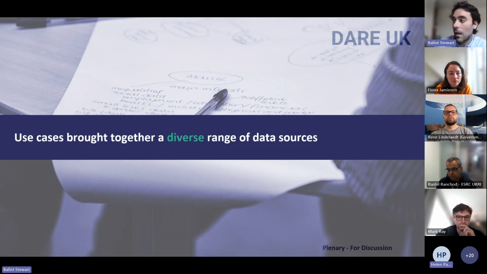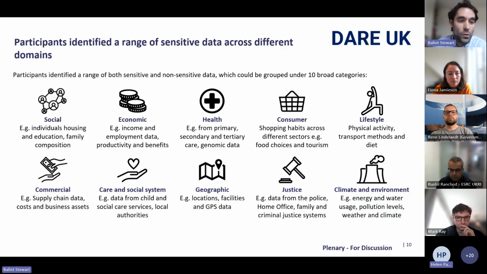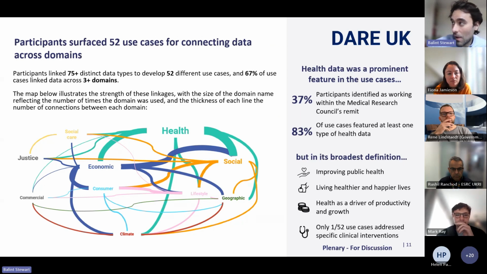So the first is around a diverse range of data sources. Fiona talked about the 10 different higher level domains. I think there were over 75 different data types that were surfaced in the use cases. And what PSE were able to do is bin those into different higher level domain categories. And these are the 10. Nothing massively surprising here. I won't take you through them individually, but they include things like social data, health data, consumer data, etc.